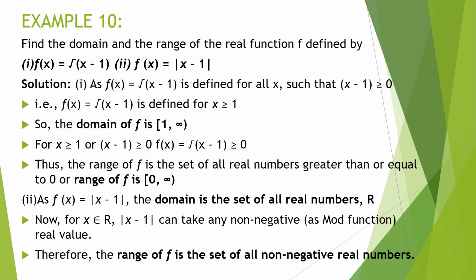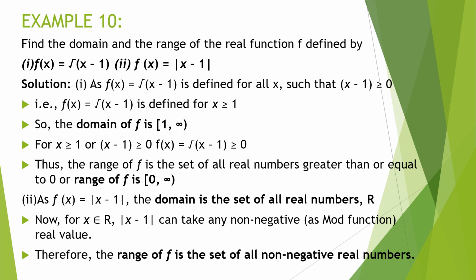Example 10. Find the domain and range of the real function defined by first one f(x) = root of x minus 1. Now when we take the root, we know that it should always be greater than or equal to 0. So over here x minus 1 should always be greater than or equal to 0. That means x should always be greater than or equal to 1. So the domain is closed interval 1 up to infinity. Now for x greater than or equal to 1, we have x minus 1 greater than or equal to 0. Or we can say f(x) = root of x minus 1 will always be greater than or equal to 0. So the range will consist of closed interval 0 up to infinity.